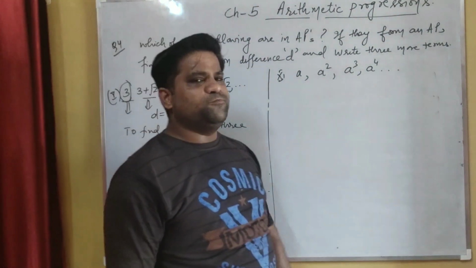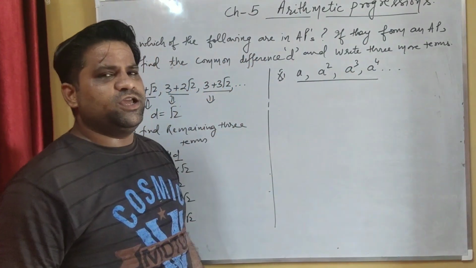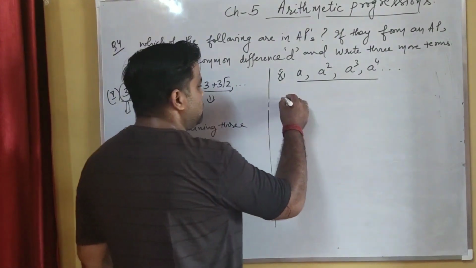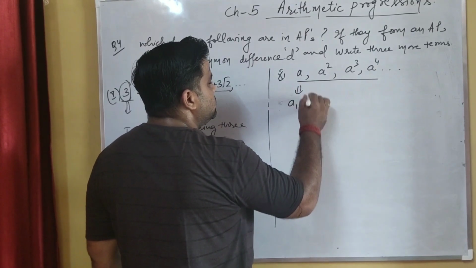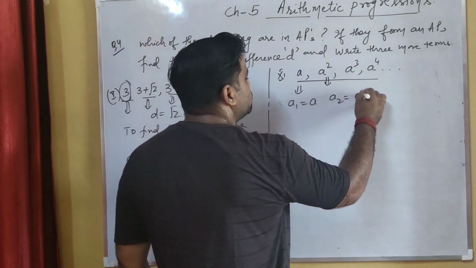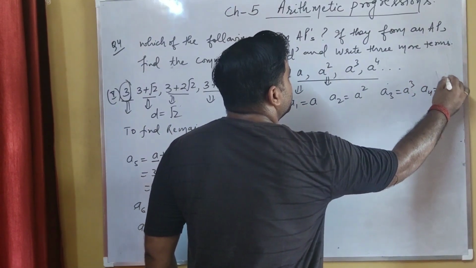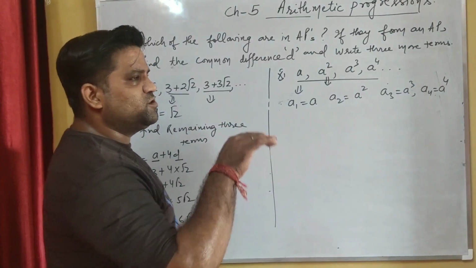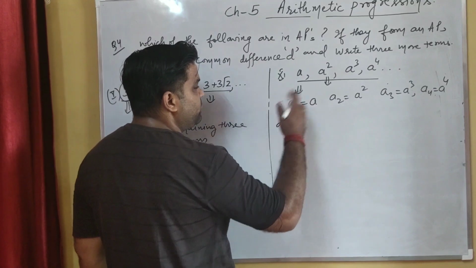Now let us come to the 11th part of this question. Here we have to find whether this sequence is in AP or not. For it, we have to find the common difference between the terms. First of all, I denote the first term as a1 equal to a, the second term a2 equal to a square, a3 equal to a cube, a4 equal to a raised to the power 4, and so on. Here I will check whether the common difference between the terms is the same or not. Let us find the common difference one by one.